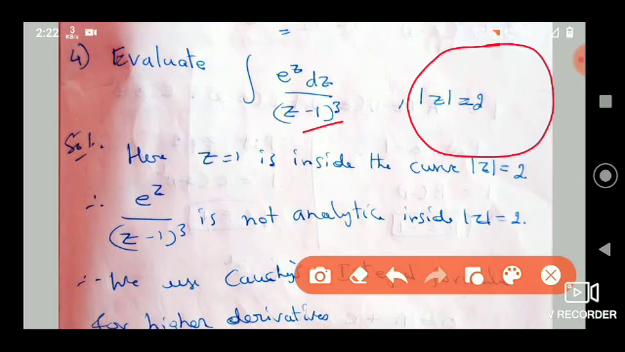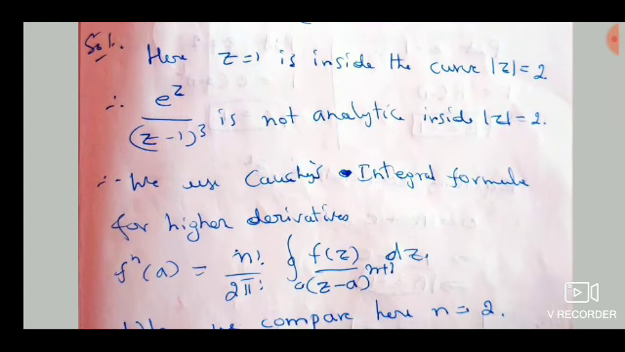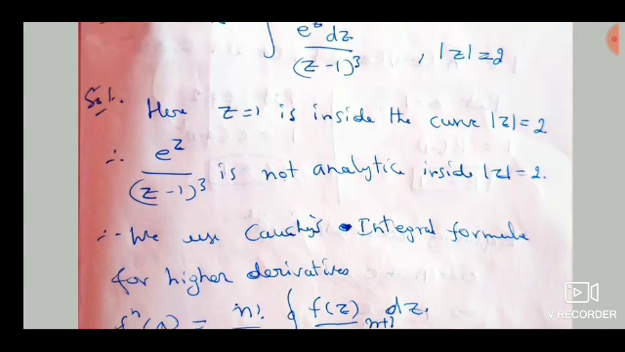If you take this as a circle of radius 2, the 1 lies here, right? So it is inside the circle. So e power z divided by z minus 1 whole cube together is not analytic, and that is what is needed to use Cauchy's theorem, right? So we cannot use Cauchy's theorem, we use Cauchy's integral formula for higher derivative.